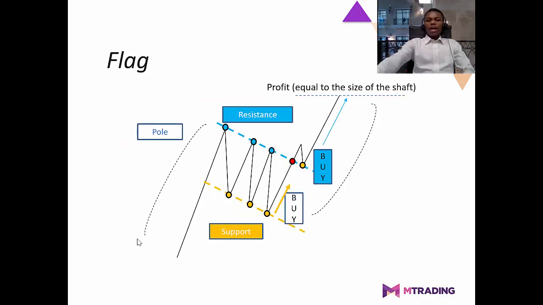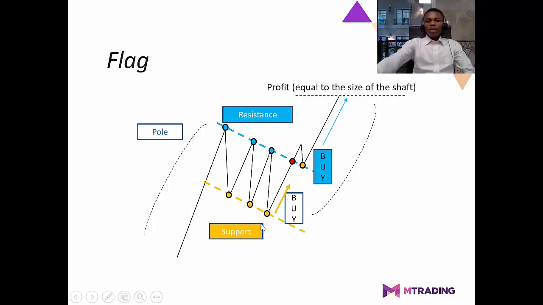Now we have another figure, a flag. You see, we have a pole here, which means the price came this way and it hit the resistance, and when it came back, it stopped at the support, which started creating here. Now it went between here. You see, it's rectangular, and the reason why they call it a flag is that it's like a flag, the pole of the flag, and then yeah, like you see here.